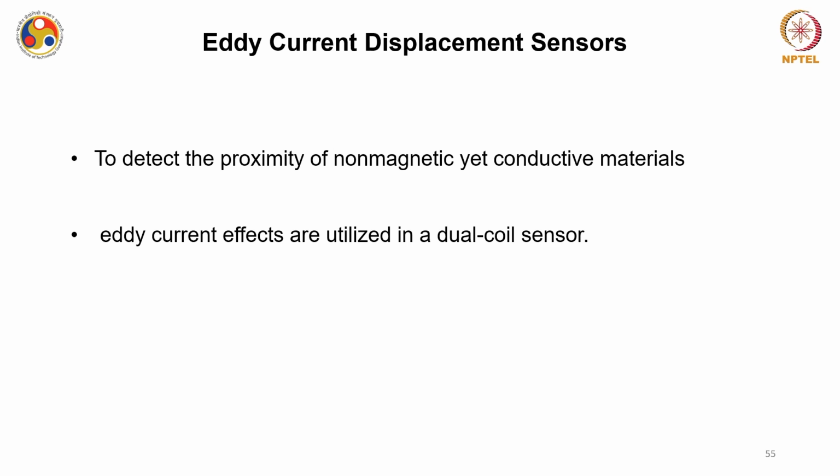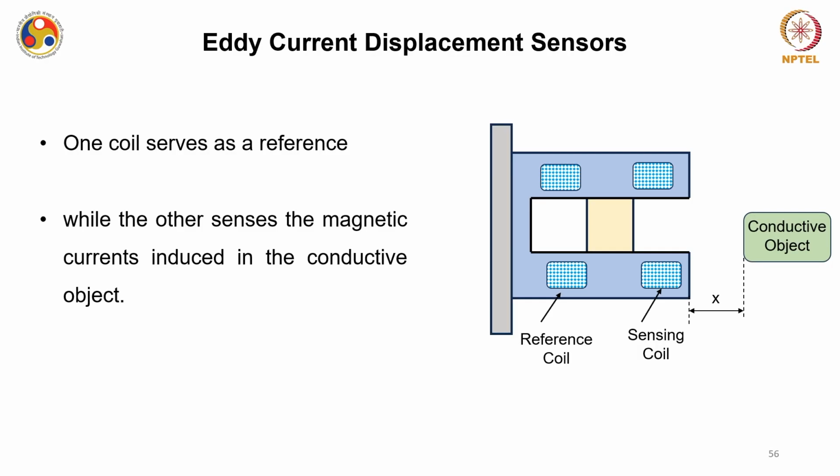So one is moving and another is rigid. A similar kind of configuration is possible in the eddy current displacement sensor, where they appear as a dual coil configuration. In this configuration, one coil serves as a reference, or we call it the reference coil, while the other acts as a sensing coil.